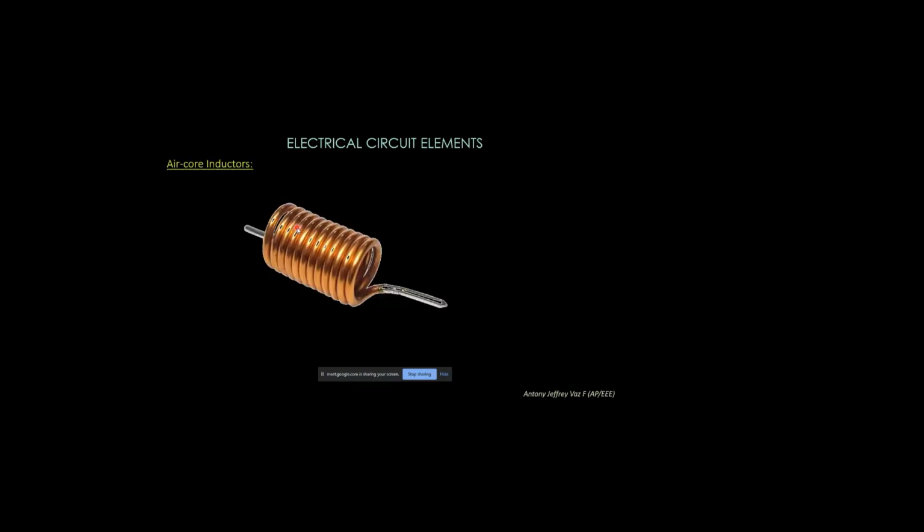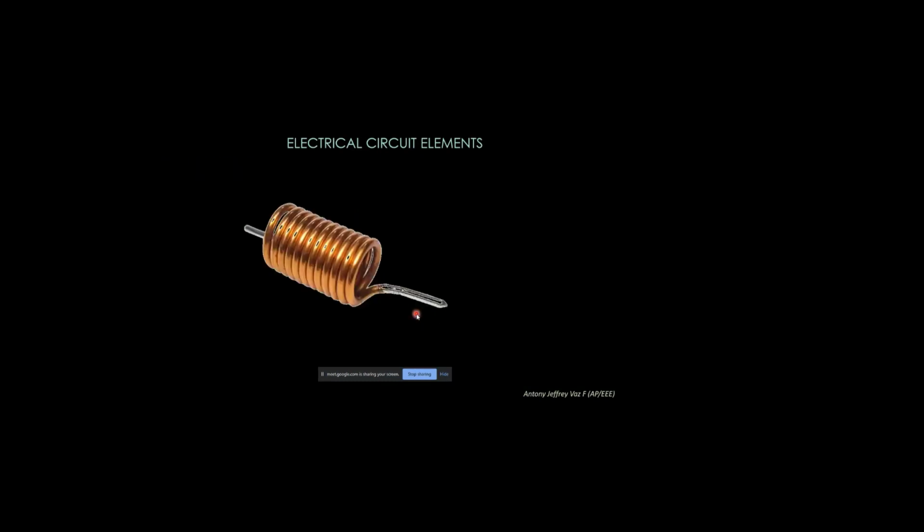And the second one is the iron core inductor. The difference is that this is a copper coil winding, and in between the copper coil winding the iron core is present. In the air core, the center part is hollow, but in the iron core, the center part of the coil is inserted with an iron core. So this is the difference between the air core inductor and the iron core inductor.